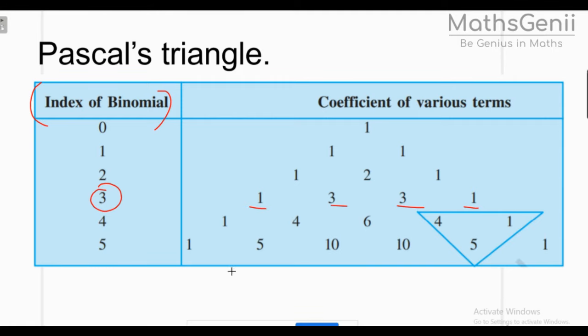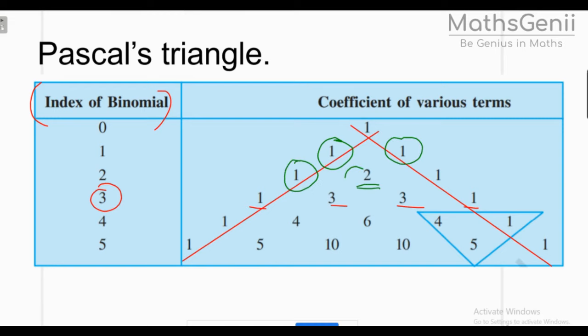So how do you draw this Pascal triangle? Firstly, on both sides of the triangle you have 1 at the start and 1 at the end. Then what is the next step? Very simple. Just look carefully. 1 plus 1 gives you 2. 1 plus 2 gives you 3. 2 plus 1 gives you 3.